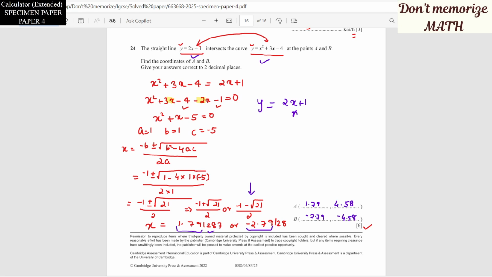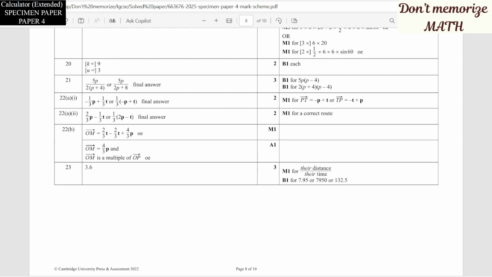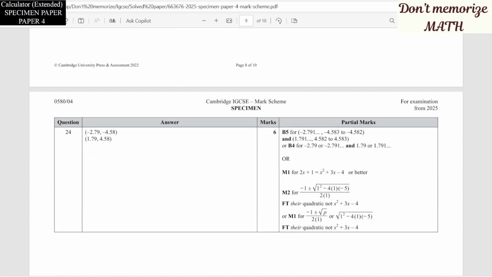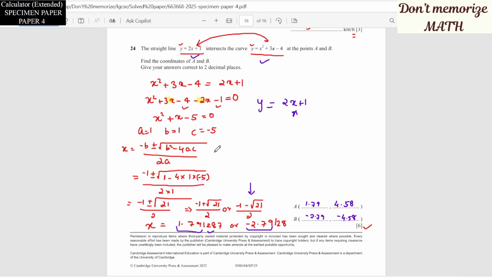Just see the marking scheme to make sure the answer is correct. So yeah, we got the same, right? 2.79 and 1.79, and both the y coordinates are also the same. See, you can see this is a 6 mark question, so you have to write all the steps for the quadratic formula also.